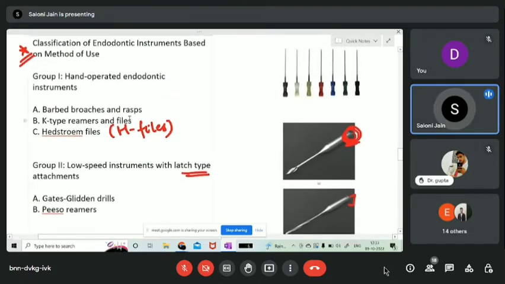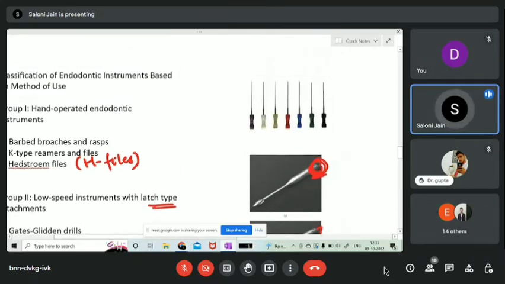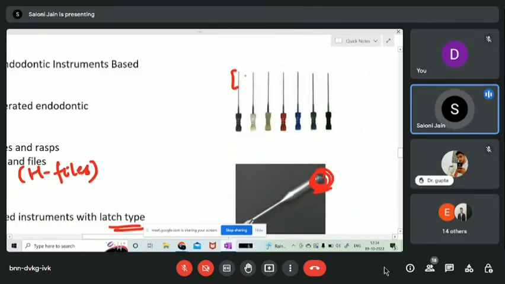So, K-type reamers and files we'll see separately. First, we'll see the other ones. Firstly is the barb brooches. Now, these are the barb brooches, as you can see in the picture. These are nothing but the earliest endodontic instruments which were used to extirpate the pulp, for the removal of the pulp and to enlarge the canal. These have got some sharp flutes and edges to engage the pulpal tissue. These are very thin and fragile as well.